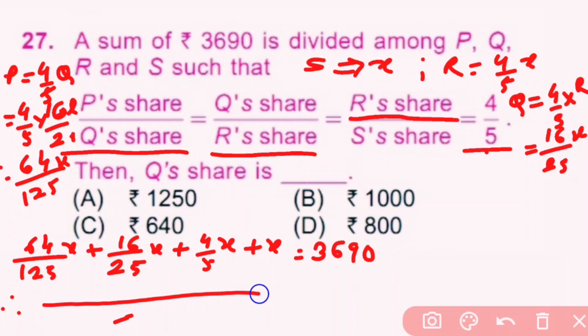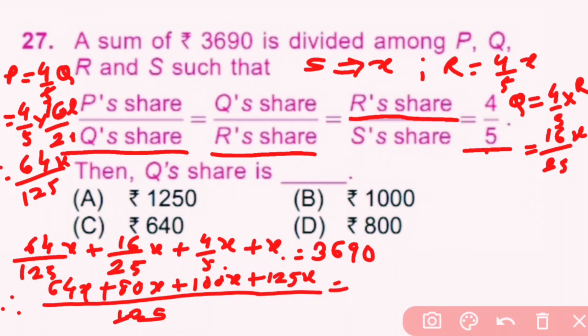So here the denominator is 125. Here we multiply by 1, here by 4, here by 25 and here by 125. So 64x plus 25 into 16 is 5 80x, 4 into 25 is 100x and 1 into 125x is equal to 3690.